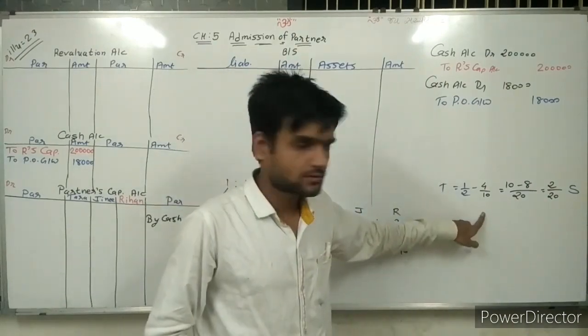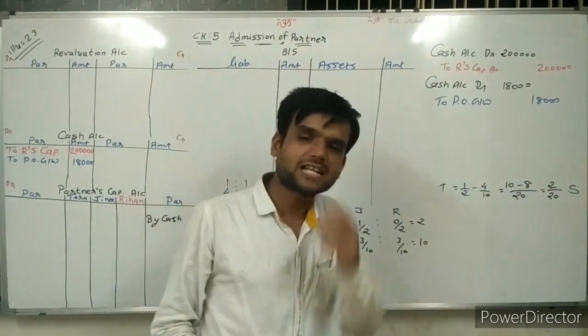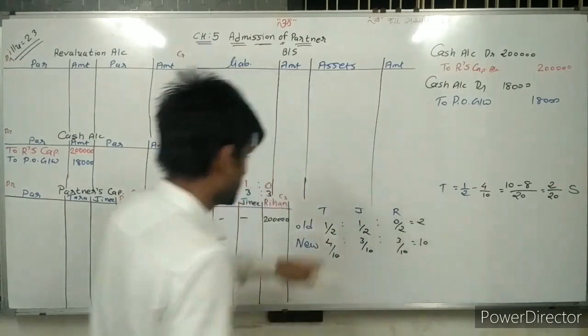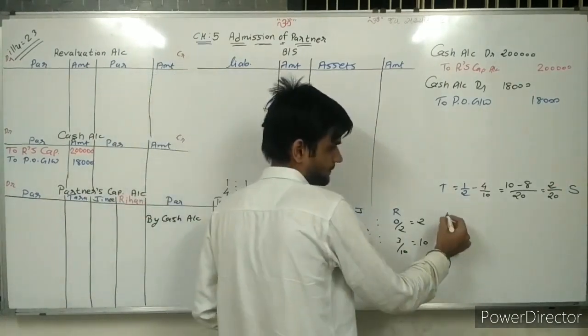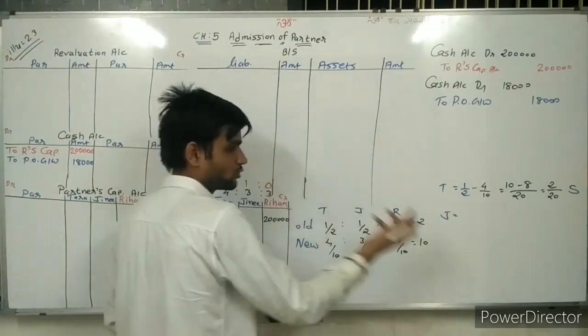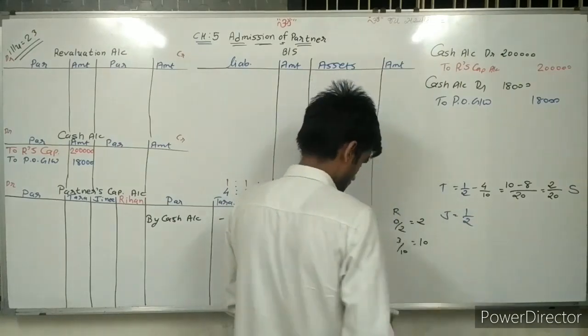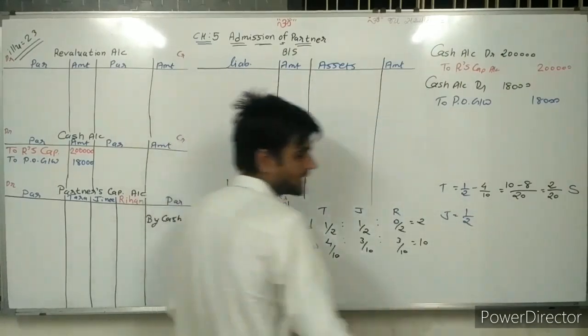10 minus 8, sir, 2 by 20. Sir, it's a sacrifice. Yes, it's a sacrifice, using the formula old minus new, plus answer, then sacrifice. Same way, sir, for Janisha: 1 upon 2, the new ratio is 3 by 10.